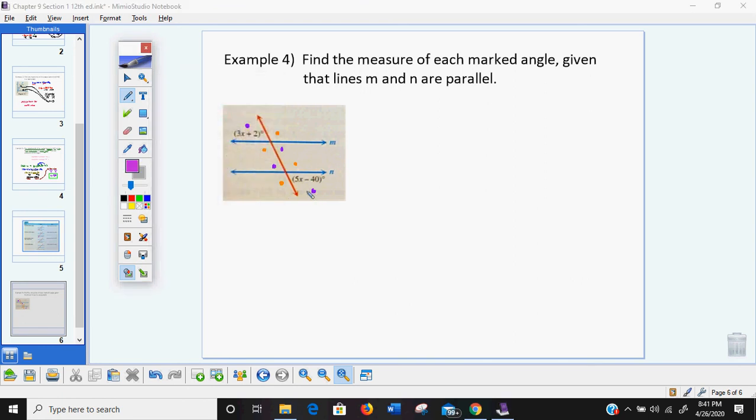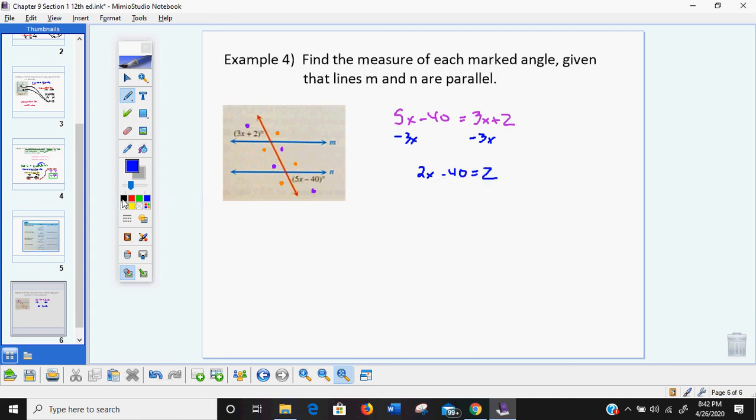If they weren't equal, they would add to 180. So you have two choices. You either set them equal or they can add to 180 here. These are equal, so I just say 5x minus 40 equals 3x plus 2. I'm going to move my letters to the left, so I'm going to subtract 3x. That's going to give me 2x minus 40 equals 2.